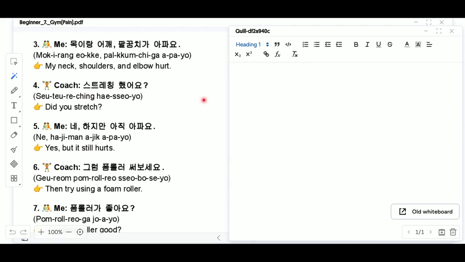Before we move on to number 4, I want to tell you some different ways to describe pain. Instead of just saying 아파요, because just saying I'm sick is a little too vague if you go to the doctor in Korea. So 쑤셔요, or 화끈거려요, or stiff, 뻐근해요.